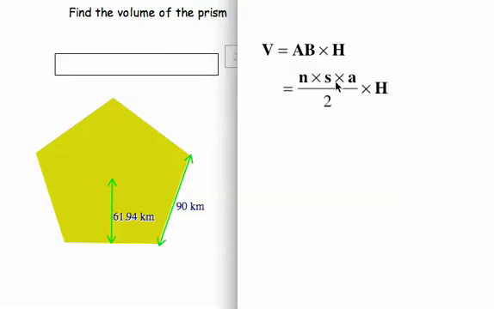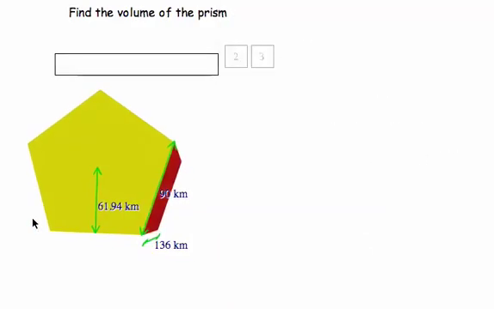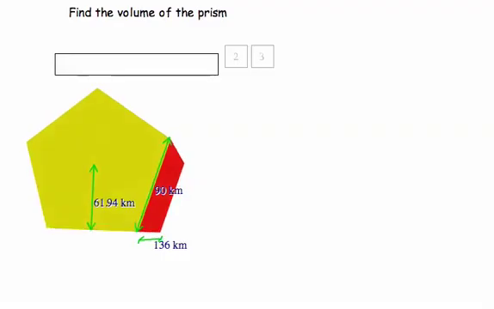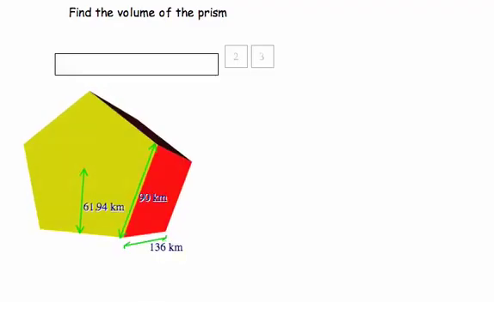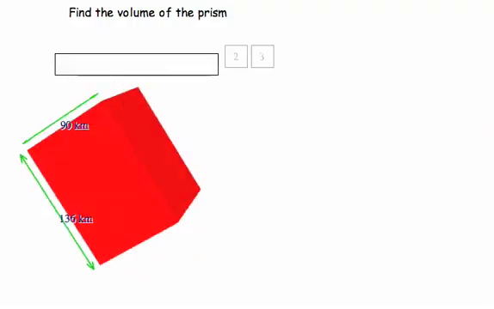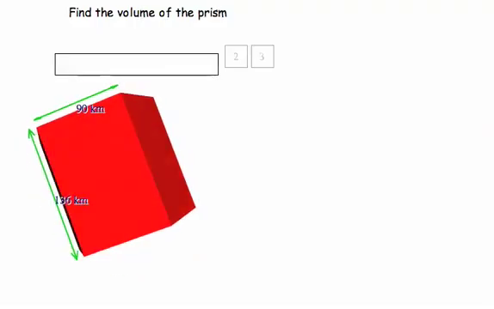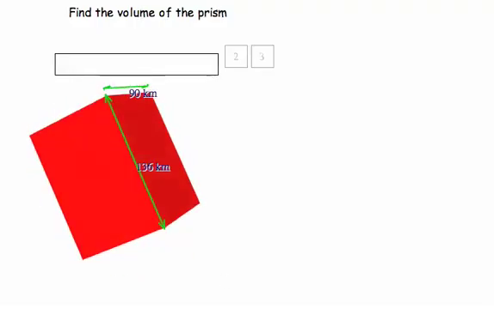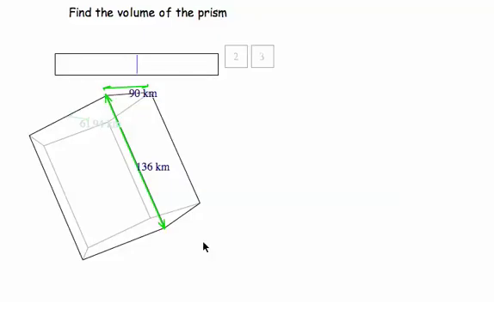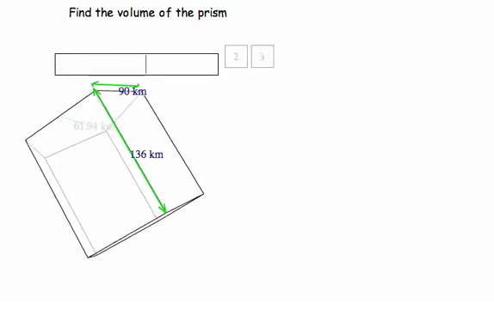So the shortcut is n times s times a, where n is the number of sides, which is 5 in this case. s is the side length, which is 90 in this case, and a is the apothem, which is 61.94 in this case. Divided by 2 times the height, which is, well, let's go and have a look. There's the height right there. Which is 136 kilometers. So let's just allow that to rotate.